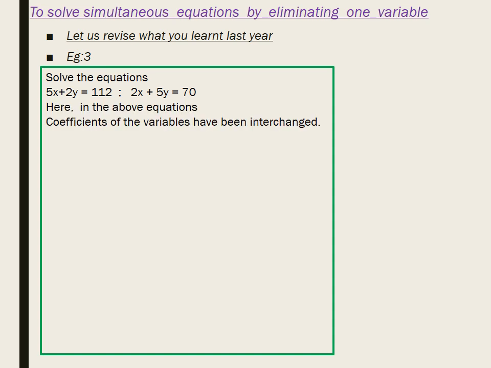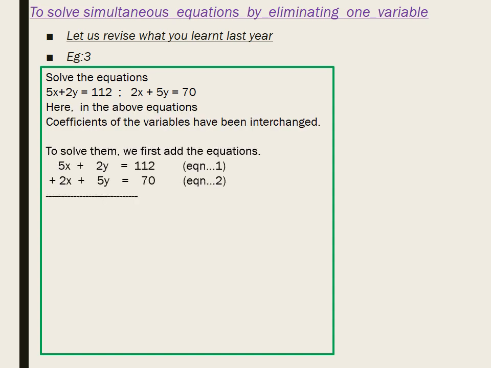To solve such equations, we first add the two equations. We write down the equations as given on the screen and add them. When we add the two equations, we get a third equation which is of the form 7x plus 7y is equal to 182. We reduce it and it is reduced to the form x plus y is equal to 26.